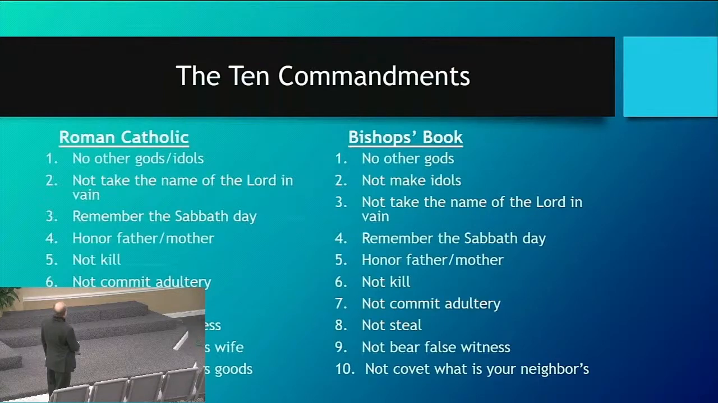And so where does the extra one come in? They split the last one. 9 and 10 are different. That you shall not covet your neighbor's wife is number 9. And you shall not covet anything else your neighbor has is number 10. And that's the way the Roman Catholics justified that division. Well, all of that is in favor of this, number 1. They combine what the bishop's book has as 1 and 2. They combine that into number 1.